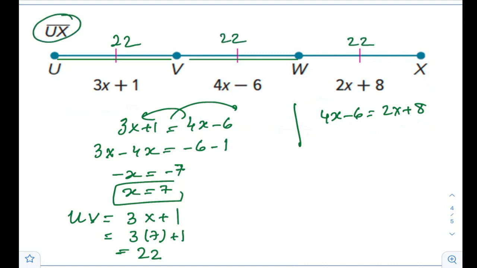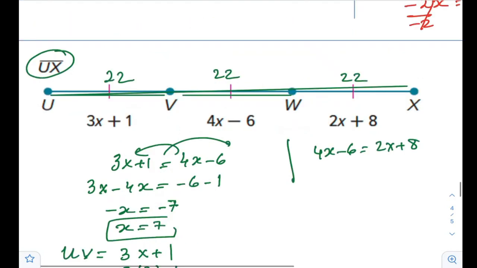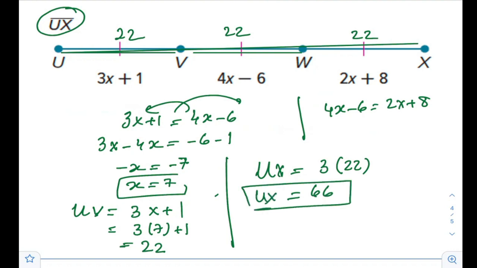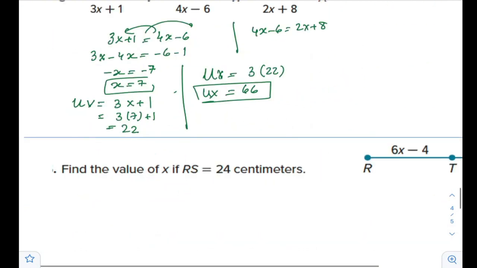He is asking about UX, from U to X. So from U to X is 3 times 22, or 22 plus 22 plus 22, which is 66. This is the total length needed. Read the question carefully to know what is required exactly.